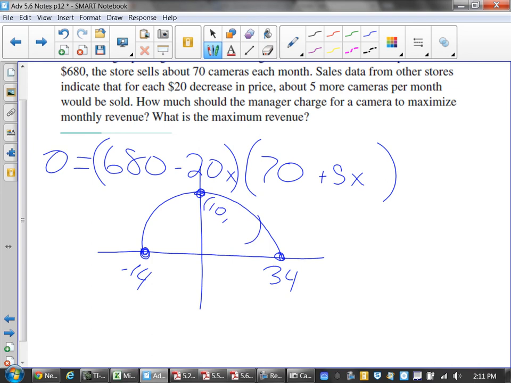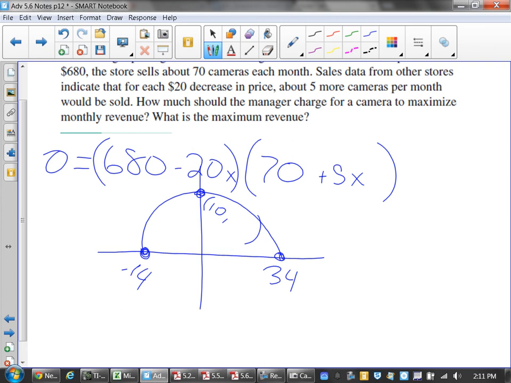So if I decrease the price by 10 times 20, so if I cut the price down to $480, I will maximize my sales. That's all this is telling you. That value of 10 is the value of x that will generate the most sales. That'll be the maximum part of that curve. Whatever the y coordinate is in your calculator for that point at 10, that's how it works. It works really nice to do it this way when you don't have crummy numbers.